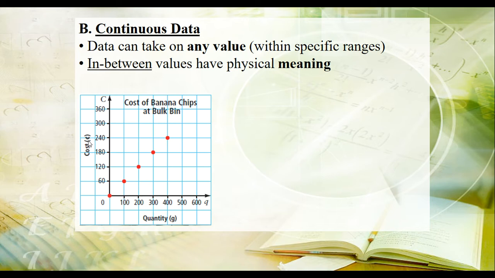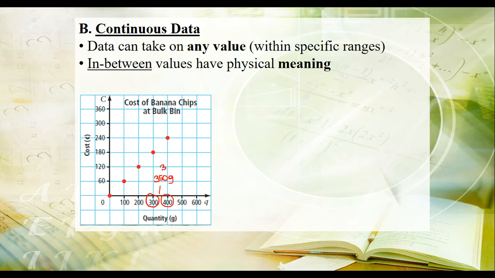In between values here actually have physical sense. So if we looked at this graph, let's say we took on the x-axis 300 grams and 400 grams, and let's look at an in-between value like 350 grams. Would it be possible to go to the grocery store and scoop out 350 grams of these banana chips? It would, okay? You can definitely get 350 grams. Even decimal numbers would make sense.